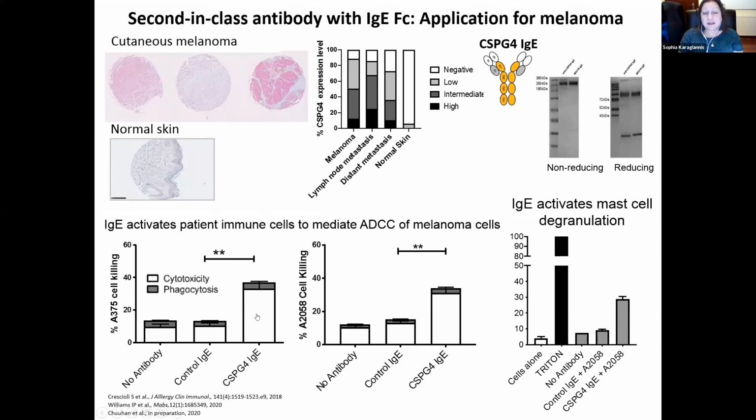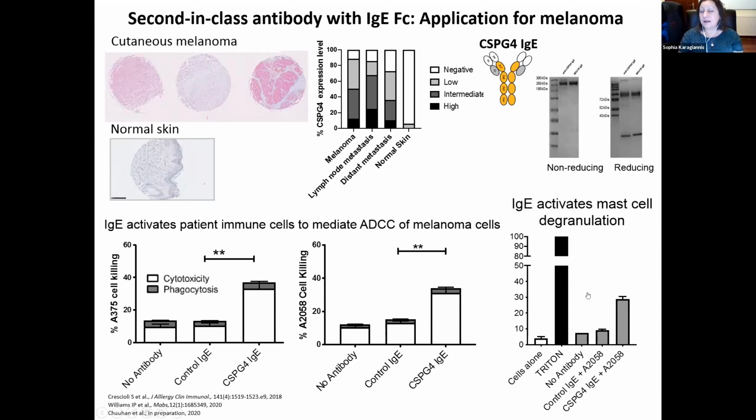So then we did the basic experiment, as I explained before, where we used patient-derived immune cells, and we asked whether these immune cells can trigger ADCC against melanoma cells expressing the target. And clearly we can see very nice killing by patient-derived immune cells against two target cell lines that expressed the target CSPG4.